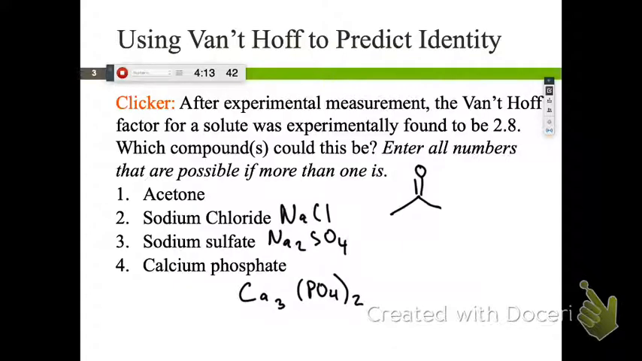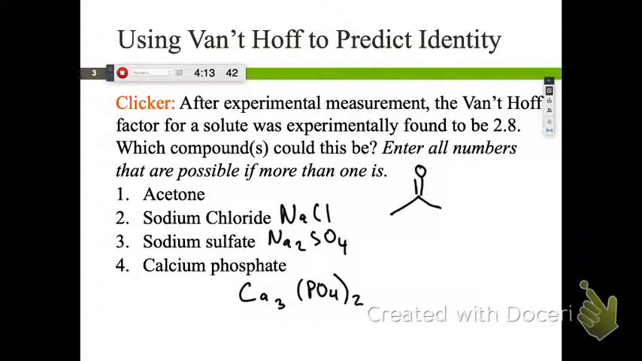Is this molecular, ionic, or both? Sodium sulfate. It's ionic because we have a plus and a minus, but this is a molecule, so it's both molecular and ionic. Calcium phosphate? Both as well. All right.